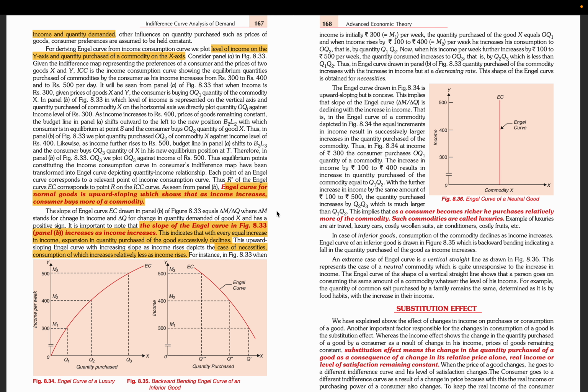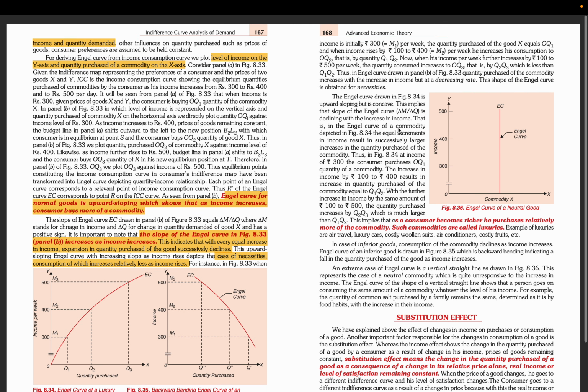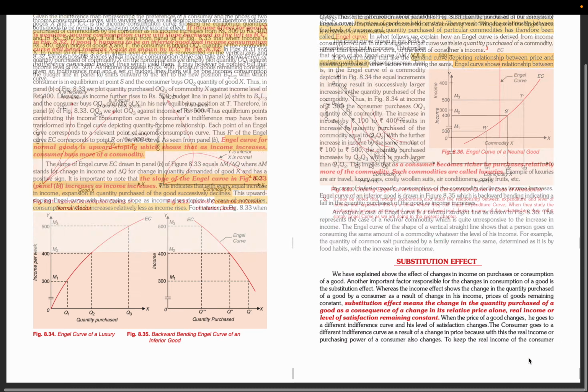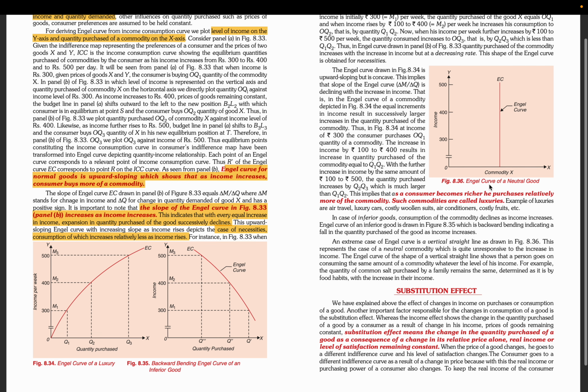Income is initially rupees 300, M1, per week. The quantity purchased of the good X is equal to OQ1, and when income rises by 100 to 400, M2, per week, he increases his consumption to OQ2, that is by quantity Q1 Q2. Now when his income per week further increases by rupees 100 to 500 per week, the quantity consumed increases to OQ3, that is by Q2 Q3. Now as income increases from 400 to 500, the consumption also increases by Q2 Q3, which is less than Q1 Q2.